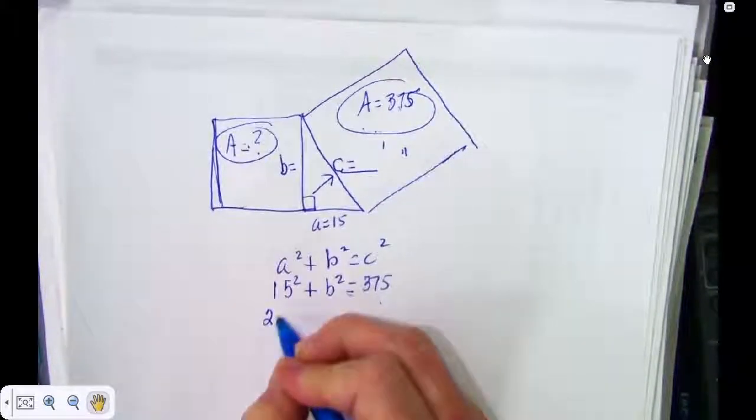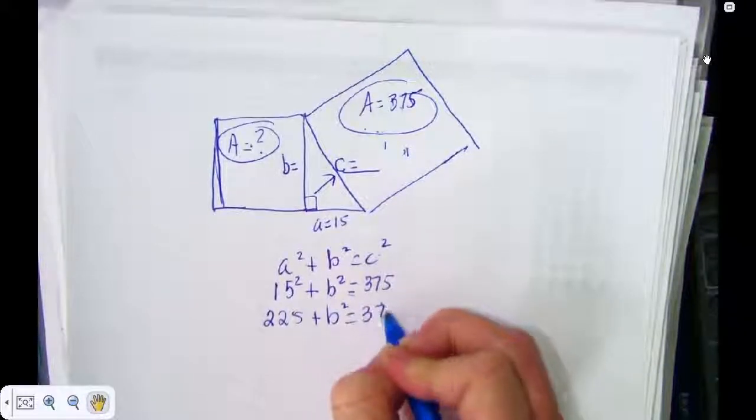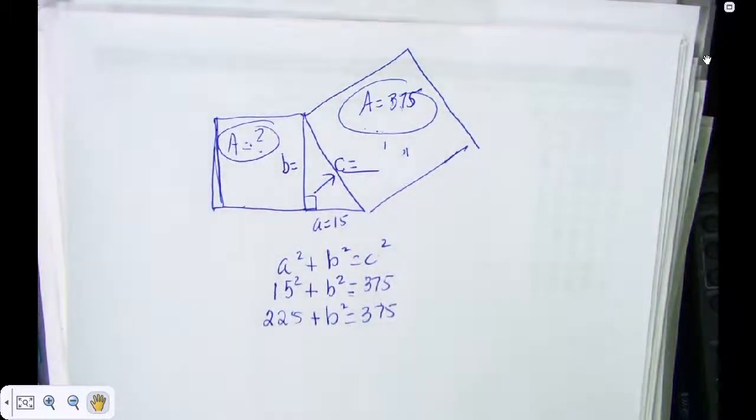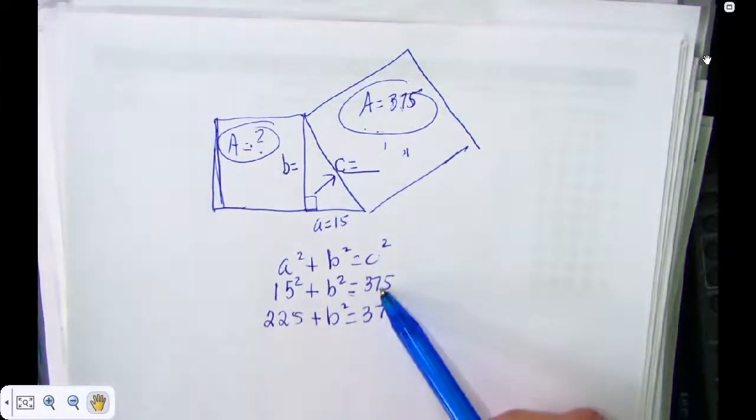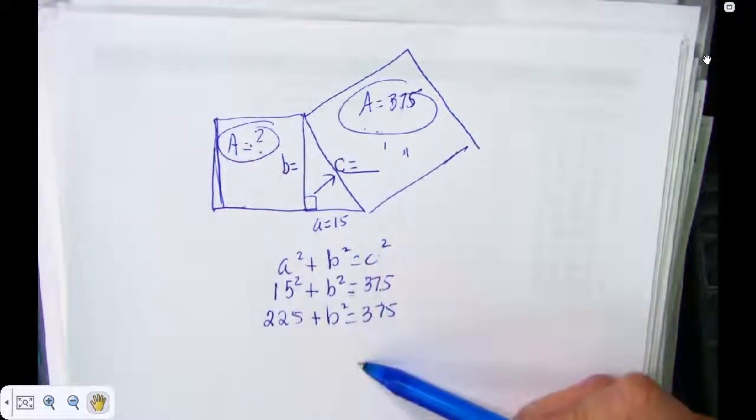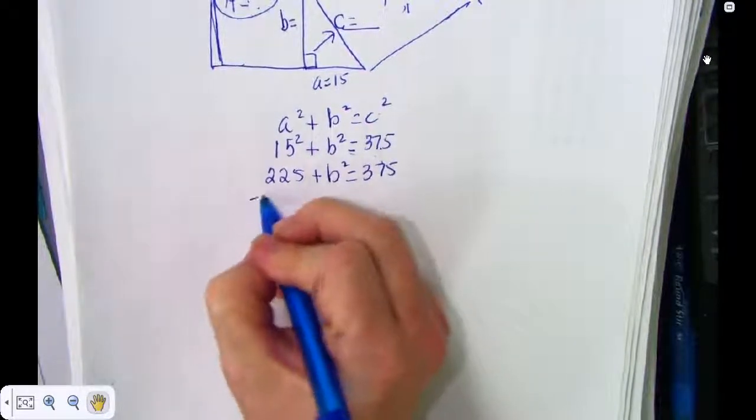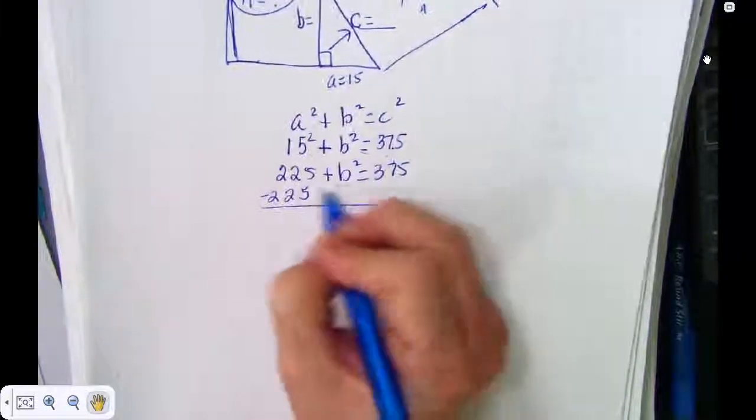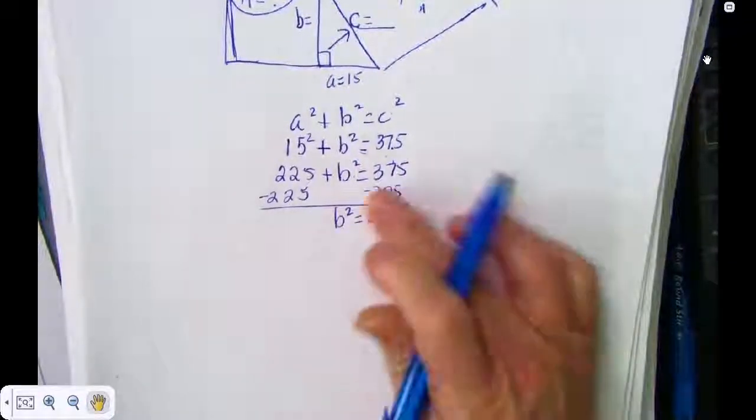A squared is 245. Plus B squared equals 375. Okay, now look. If you had put 375 squared there, are you going to get it right? So you didn't follow the formula right. So you have to know what every part means. Okay? Now what do I do? Because you can't add that to B squared. Good job. So I'm going to go B squared equals.